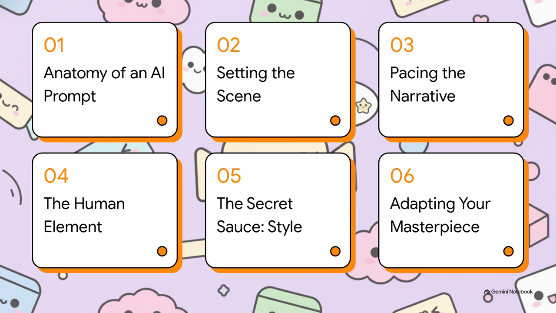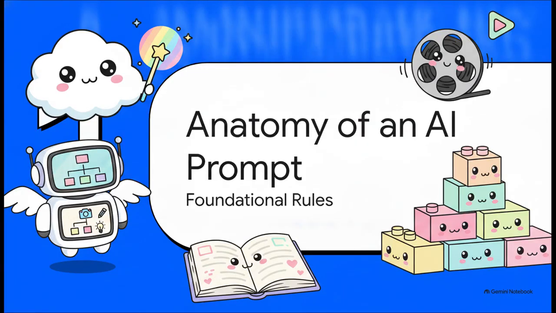We're going to deconstruct this prompt through 6 key areas: the core anatomy, setting the scene, pacing the narrative, adding that vital human element, the secret sauce of visual style, and finally, how to adapt this masterpiece for your own work. All right, Section 1, the anatomy of an AI prompt.